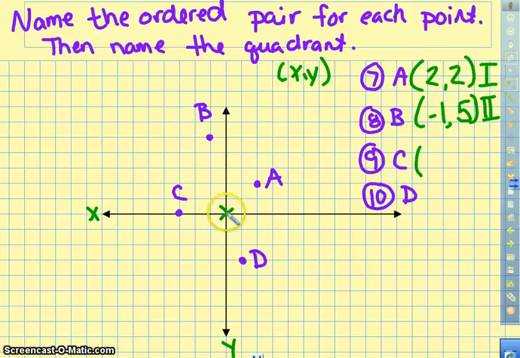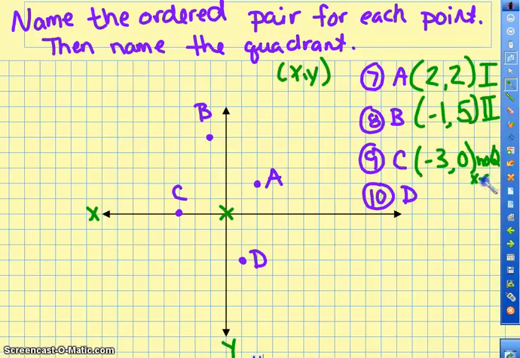Point C, I'm going to the left, which is negative 1, 2, 3 spaces. That's negative 3. And then I don't go up or down. So I remain on the x-axis, and my y is 0, meaning there is no quadrant, or I could say x-axis.